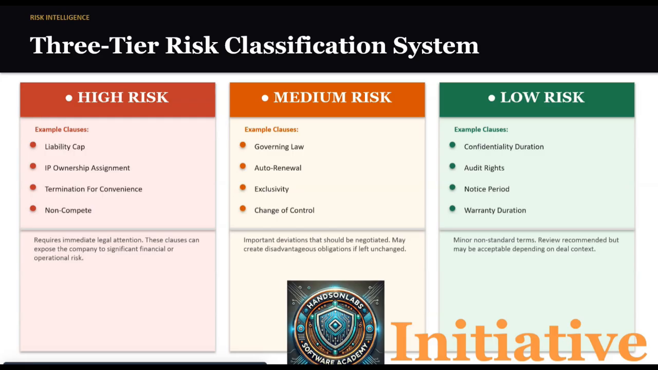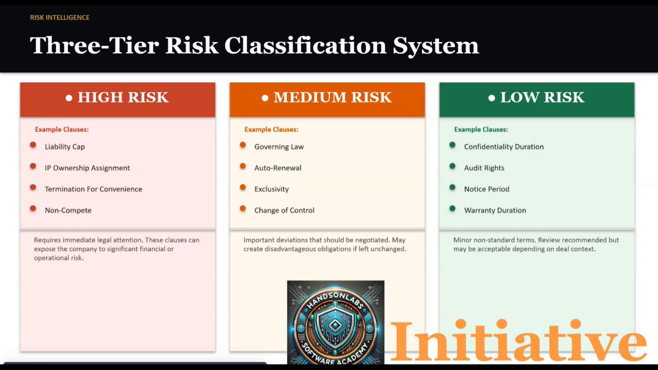Alright. Then you also have the medium risk indicator, whose examples are the governing law, the auto renewal, the exclusivity, the change of control. Important deviations should be negotiated, because this may create disadvantageous obligations if left unchanged.